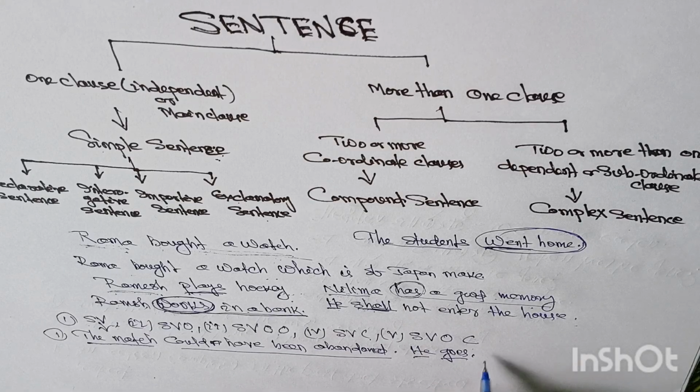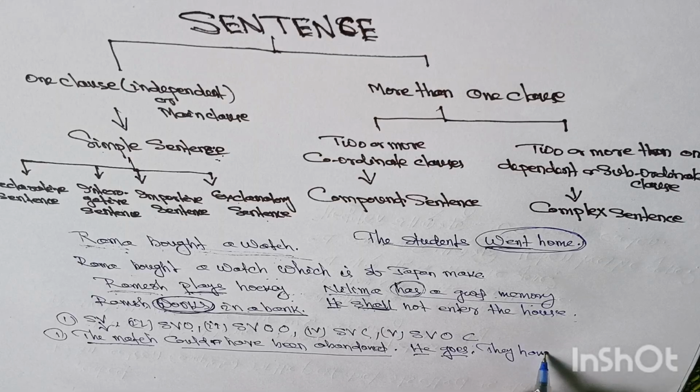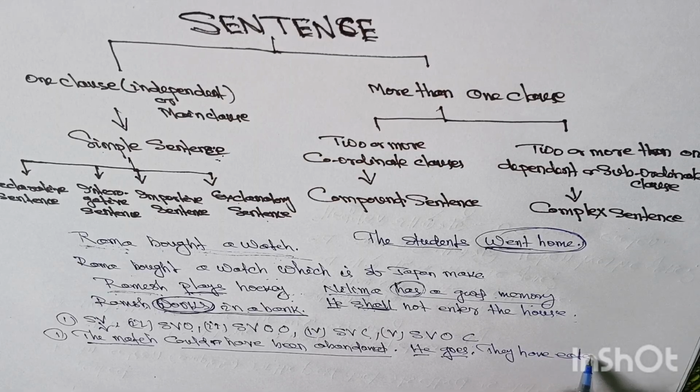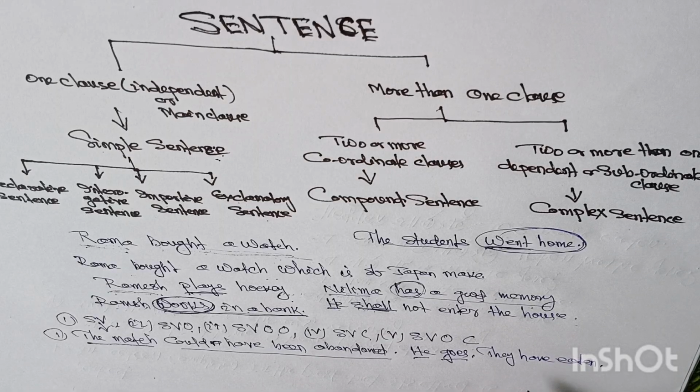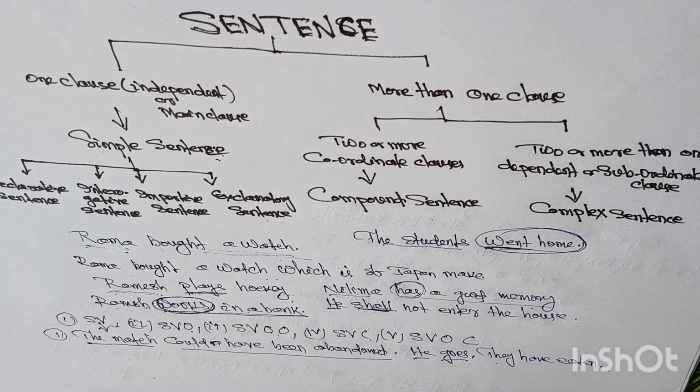Similarly, they have eaten. It is also the SV pattern. They is the subject, have eaten is the verb. Those are known as SV patterns. The other four patterns we will discuss.